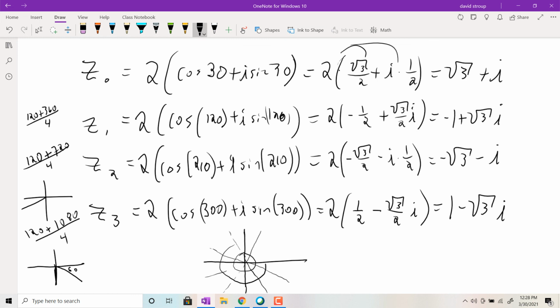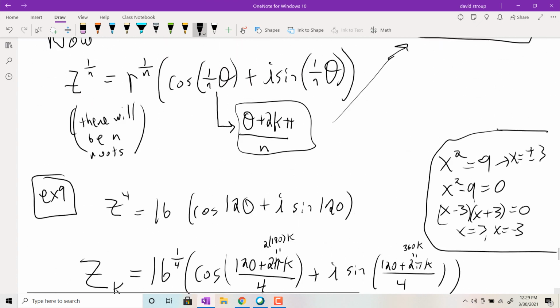Of course, I just accidentally erased my pi over 6. It's right there. So the first one is here, and then the second one is at 120 degrees. So that would be right here. And you see how they're perfectly 90 degrees away from each other. So you can almost predict the next one is here, and then the last one is here. And that turns out to be the case. Right? So it's kind of cool. Makes a little picture.